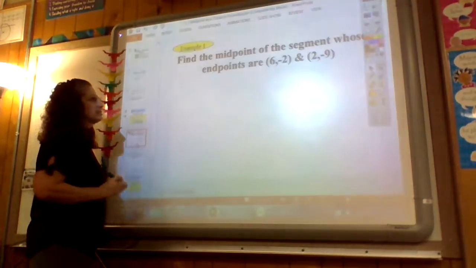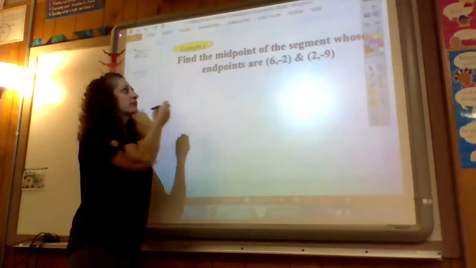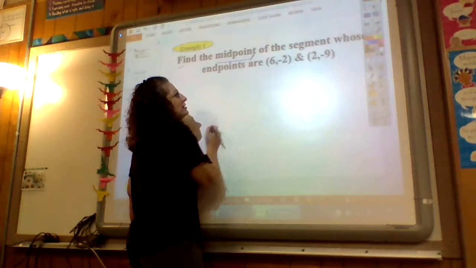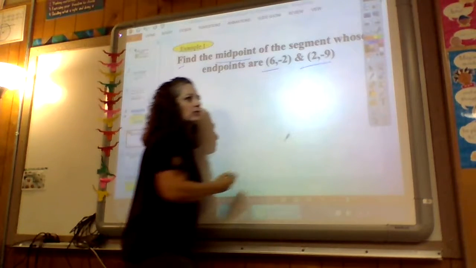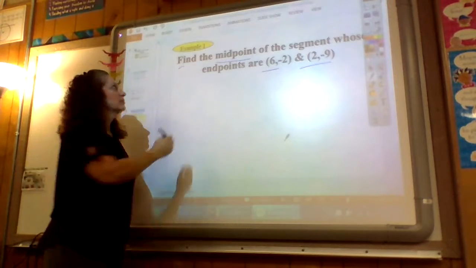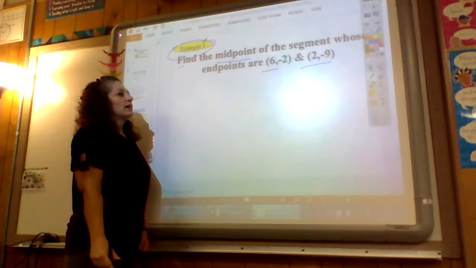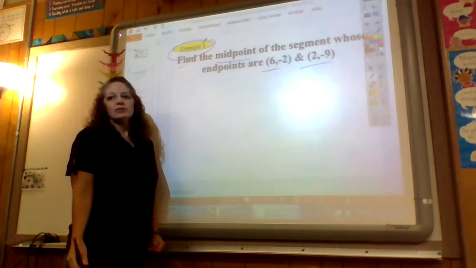So again, you're going to put this example in your journal. Please write with me. Find midpoint, and then write the two coordinates. So write everything that I have underlined. This is our example 1. Find midpoint between 6, negative 2, and 2, negative 9.